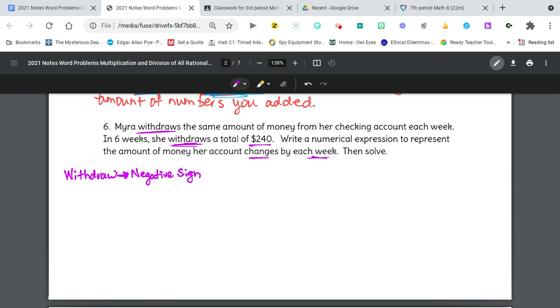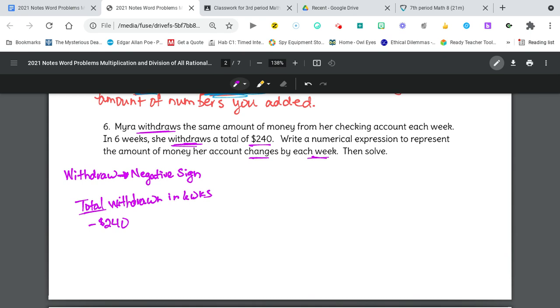Remember, if you're not going to use the word, you got to use the sign, okay? So I know the total withdrawn, if I'm not going to use the word, I'm going to use the sign, had to be -240. Okay, if I just look at it in terms of a number. But that's what she did in 6 weeks. So that again is a total, like overall.